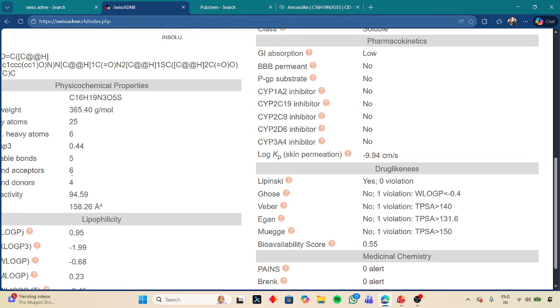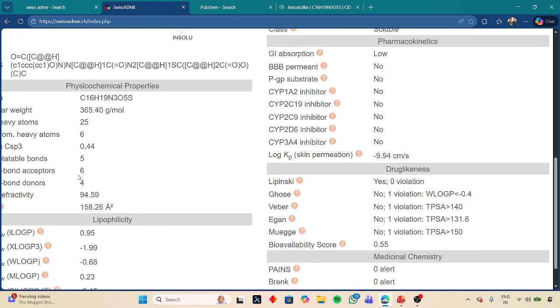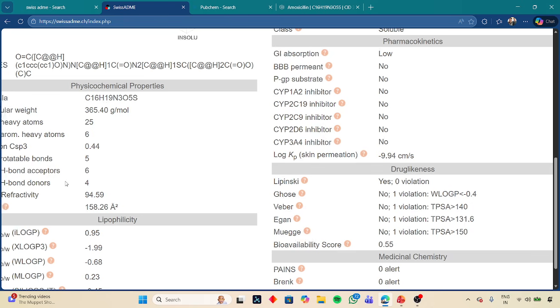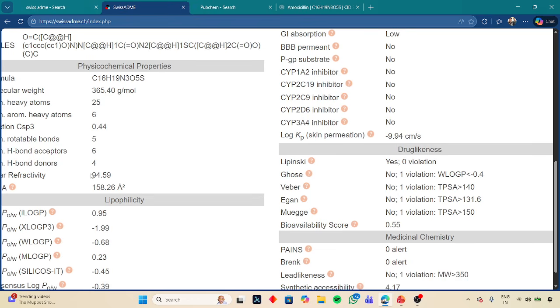Here it is: the number of hydrogen bond acceptors is 6 and donors is 5. According to Lipinski, it must have less than 10 and less than 5, okay, less than 10 and less than 5. And it is following all the parameters.